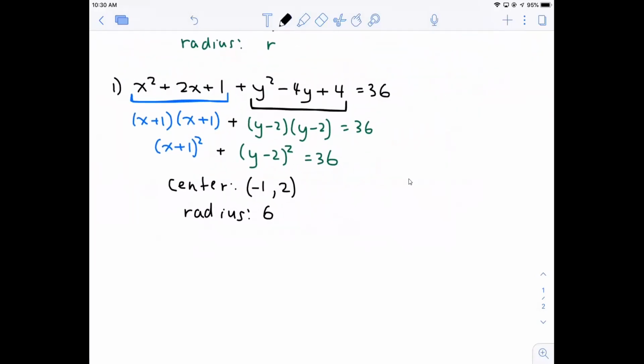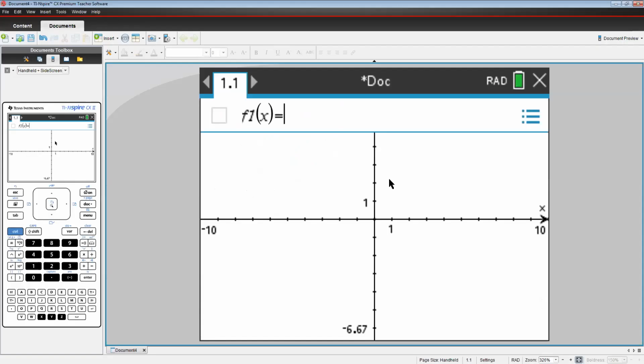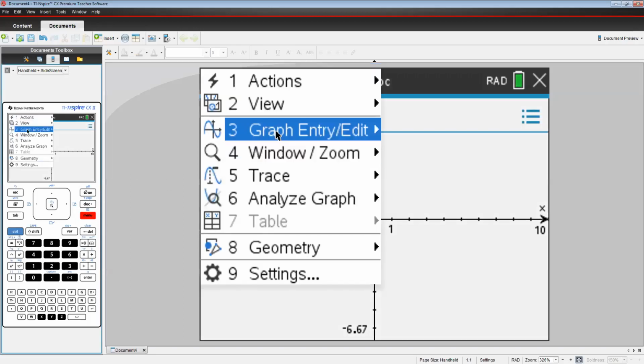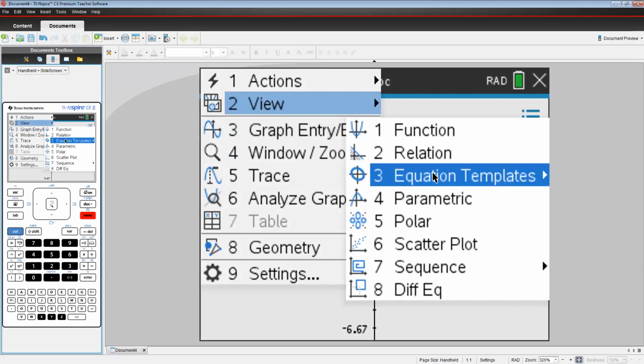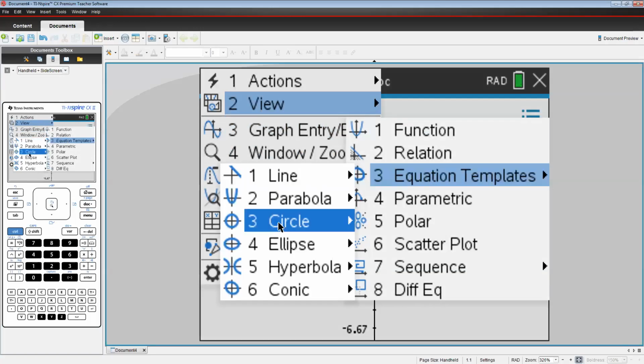You could graph standard form equations in your calculator, but I don't really recommend it because you have to do a little manipulation, usually at least. But let me share that with you and we can take a look at how to do this on the calculator. On the calculator, go to the graphing page. Normally when we graph functions, but a circle is not a function, so we have to go to menu, choice 3. We have to go to a special equation template, and of course, that is of a circle.